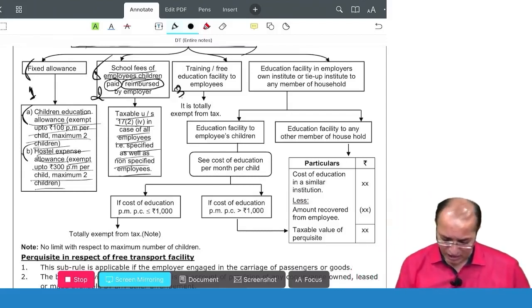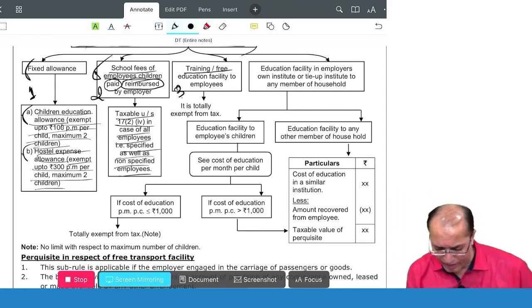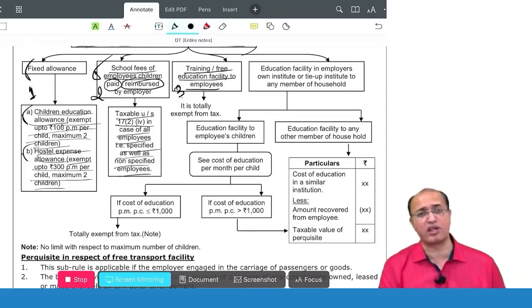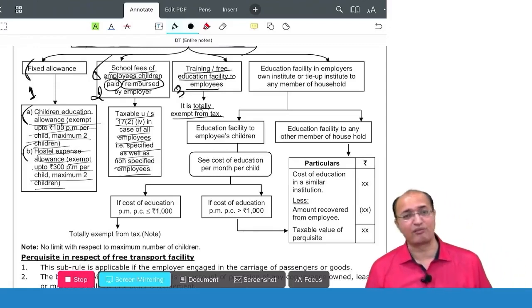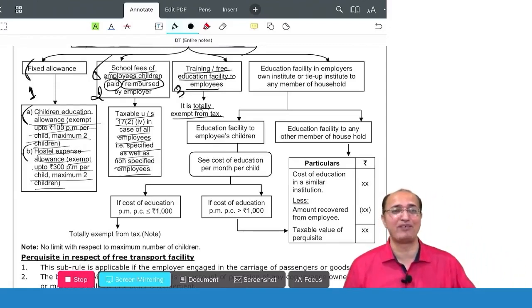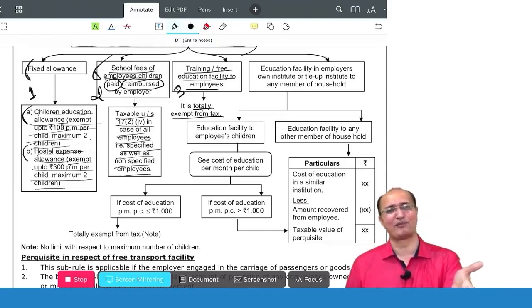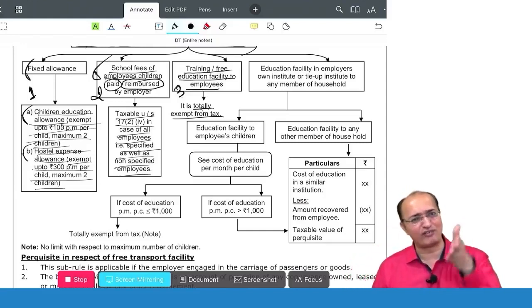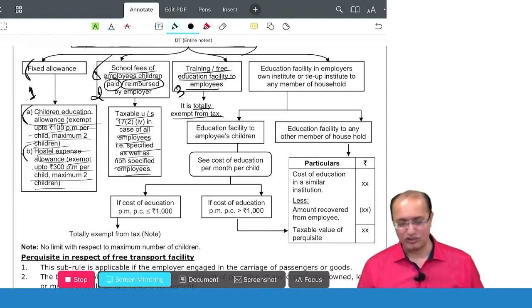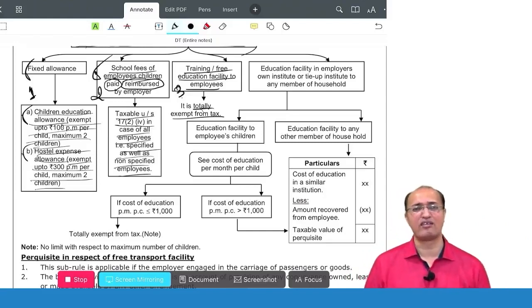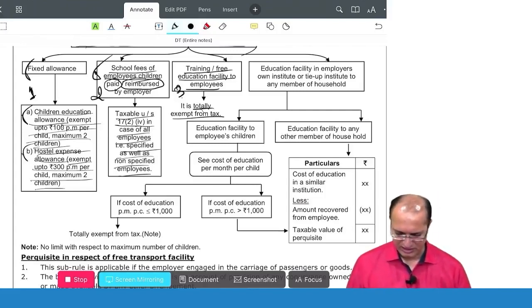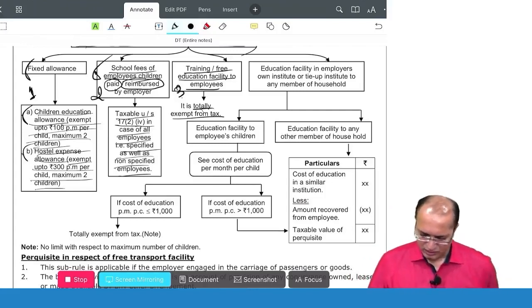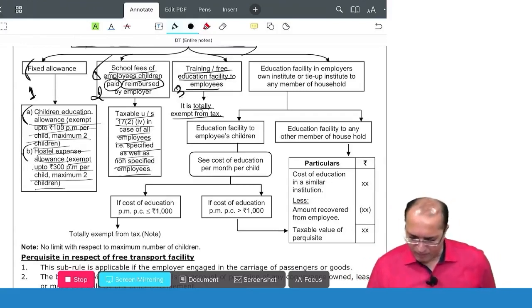Therefore, we say in part 3, training or free education facility provided to employee is totally exempt from tax, because it is provided for the benefit of the organization. It is not provided for your benefit. It is provided for the benefit of your employer. So there is no advantage to you and it will not be taxed to you. Is that very, very clear? Yes. So let's move on to the last part.